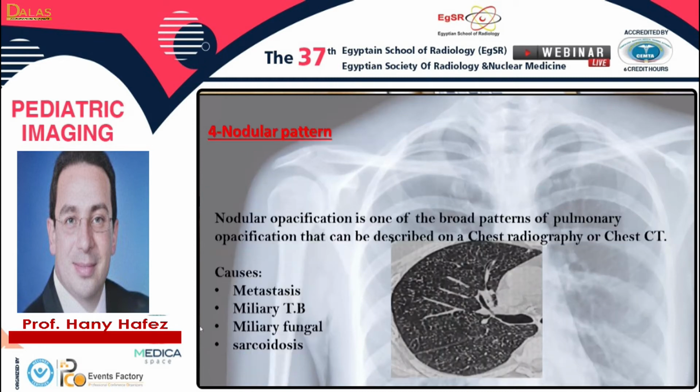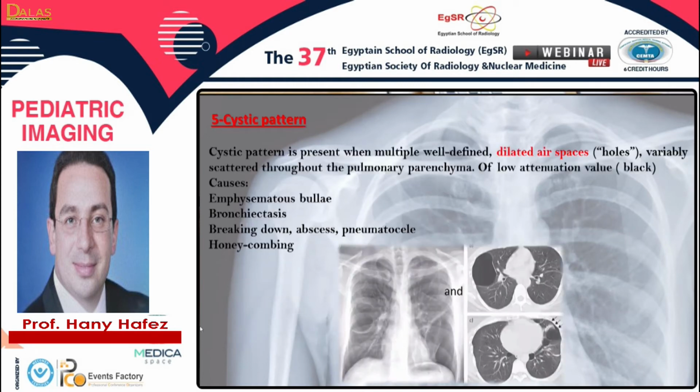Nodular pattern is a broad pattern of pulmonary opacification seen mainly in metastasis, miliary TB, miliary fungal infection, and sarcoidosis. Cystic pattern is dilated air spaces. Main causes are emphysematous bullae, bronchiectasis, breaking down abscesses, pneumatocele, and honeycombing.